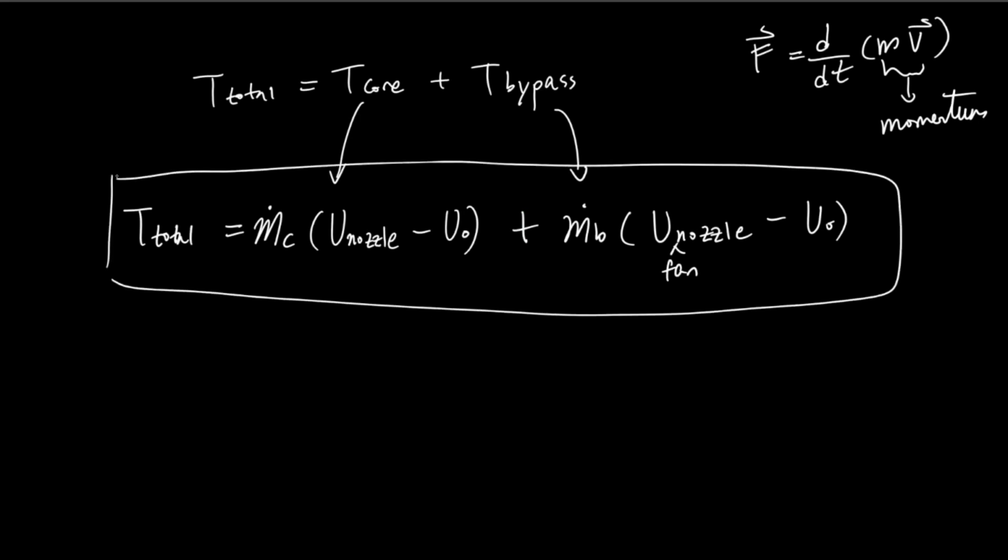And what I want to say is the thrust from the core is much less than the thrust from the bypass. One of the reasons is that there is a higher overall efficiency for a fan compared to the core. And we can probably learn that in future videos.